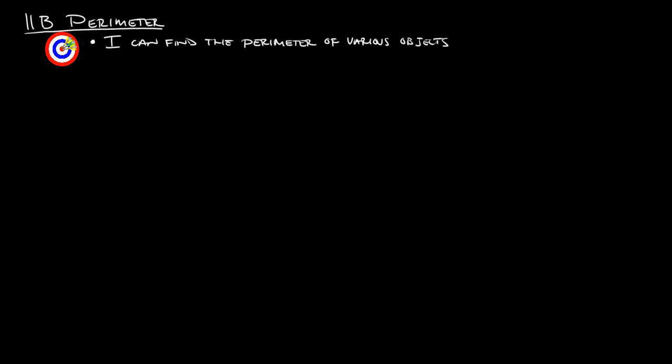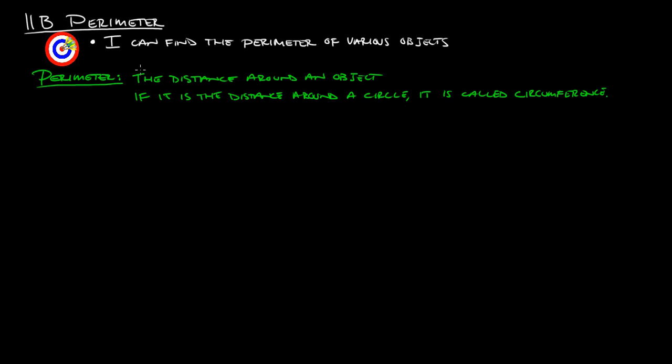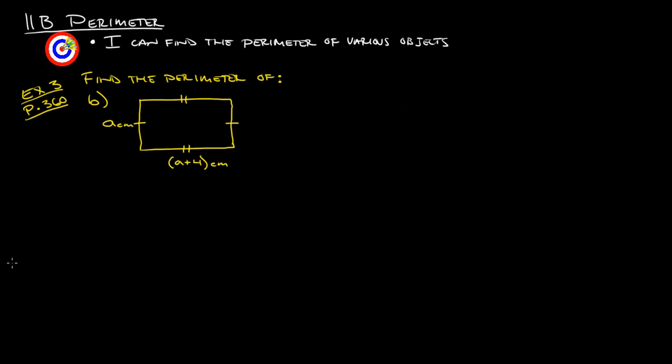I'm going to take you through the 11B notes on perimeter. So at the end of this, you should be able to say that I can find the perimeter of various objects. All right, so perimeter is simply the distance around an object. If it's the distance around a circle, it's also called circumference. So with that, let's take a look at a couple of examples.